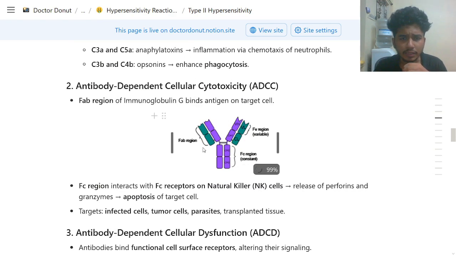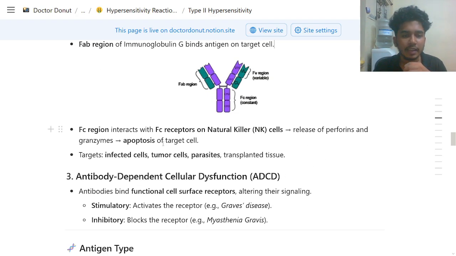This is an antibody. There are sections. There is a Fab section and there is an Fc section. The Fab section binds antigen on the target cell, and the Fc region interacts with the Fc receptors on natural killer cells that release perforins and granzymes, which leads to the apoptosis of the target cells. These target cells are infected cells, tumor cells, parasites, and transplanted tissue.